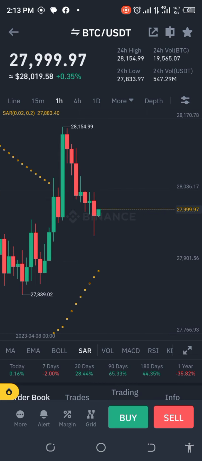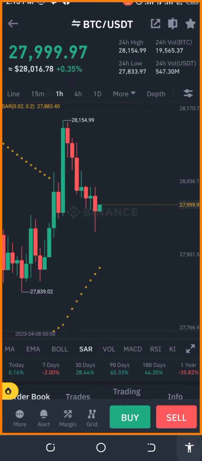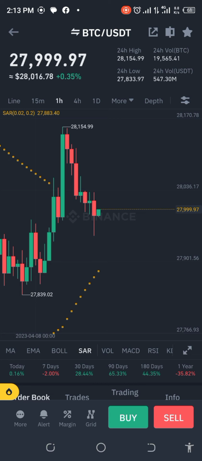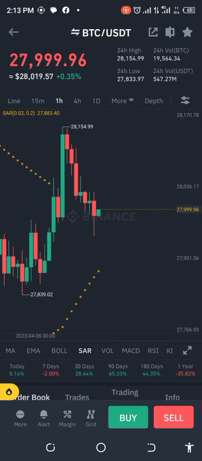Let me go to the, okay, now look at this. This is the current chart right now. You can see that the parabolic SARs are still moving upwards, showing that the price has gone up. Now, you can see that it hasn't switched yet. Very soon it's going to switch. And why do I think so?